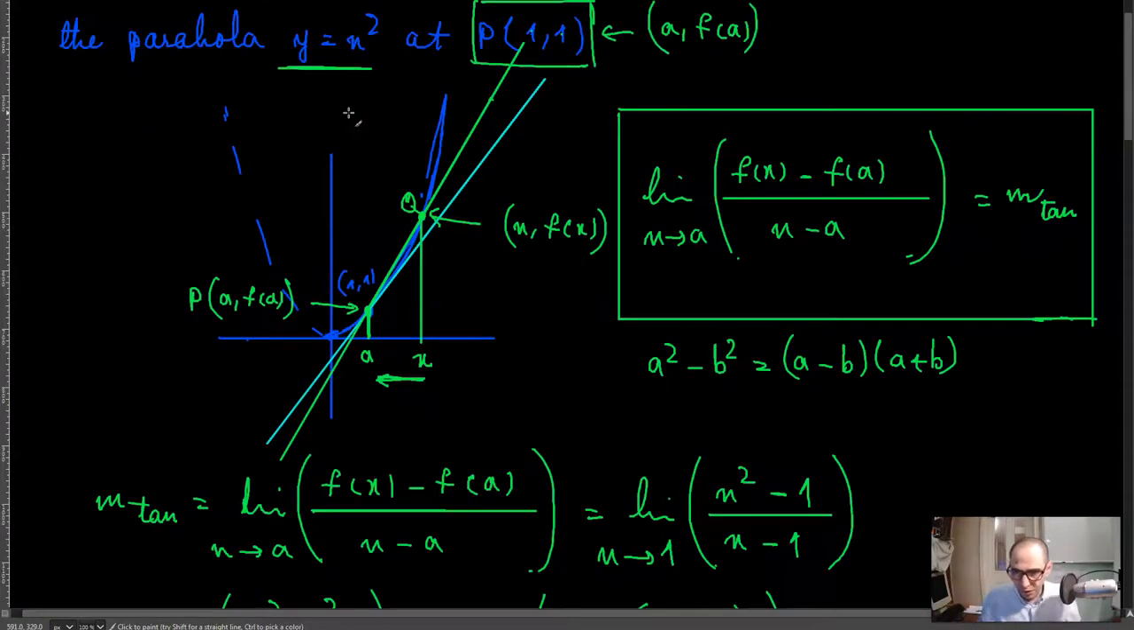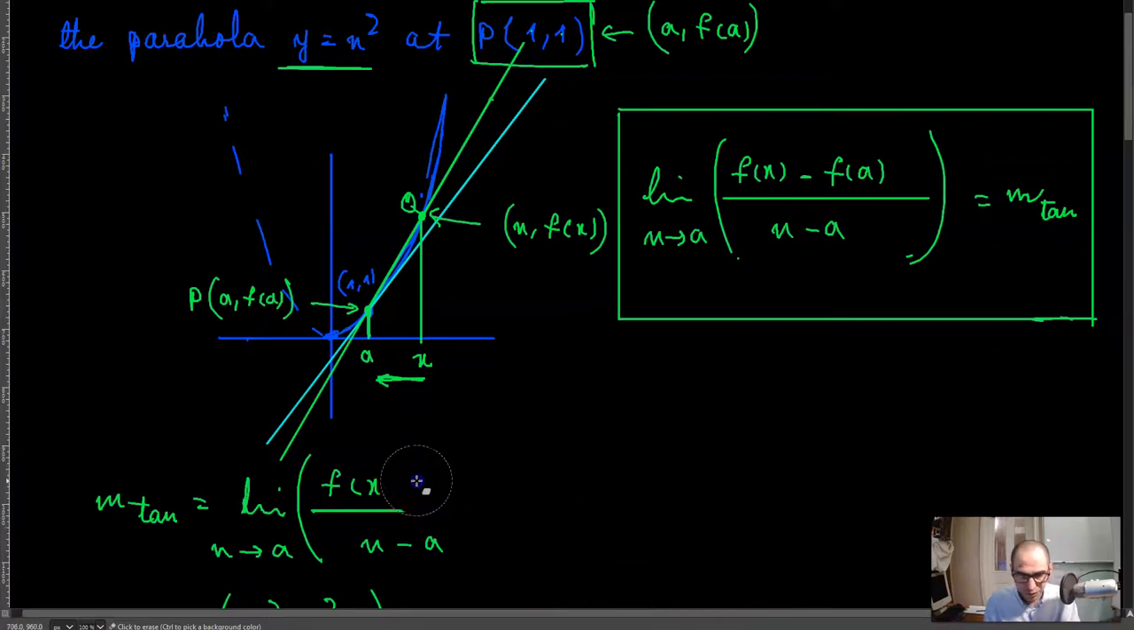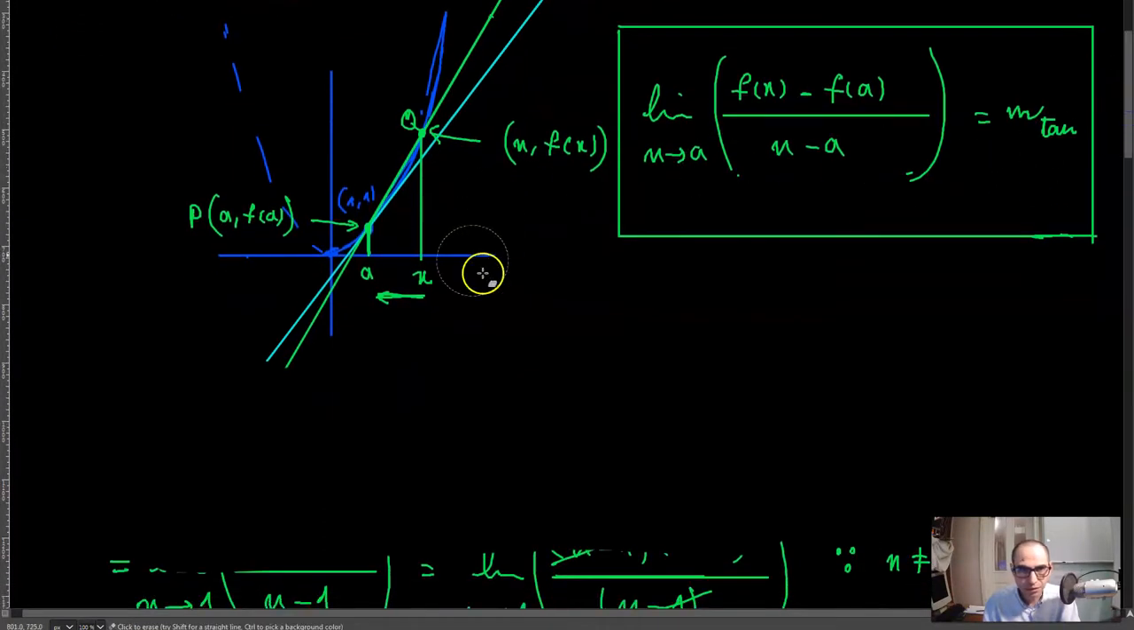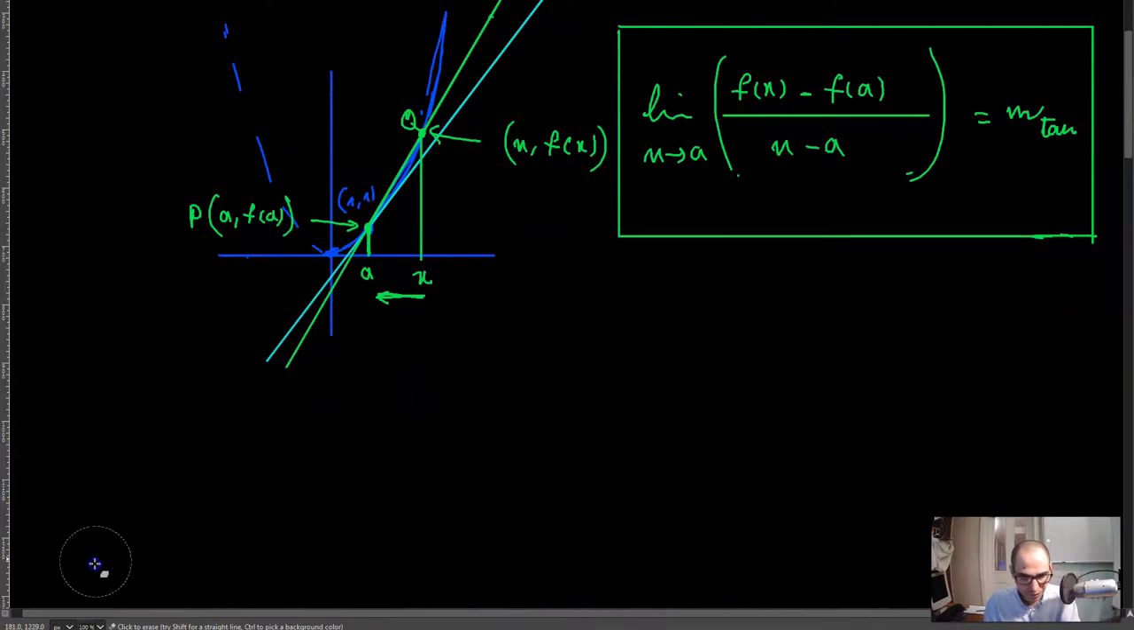Okay, so now another way of saying the same thing that we have said over here is the following. You saw over here that we had this function. Let me clean this up so that we can write something. You have this function over here. You can call it f of x, and this point over here, we call that point P.